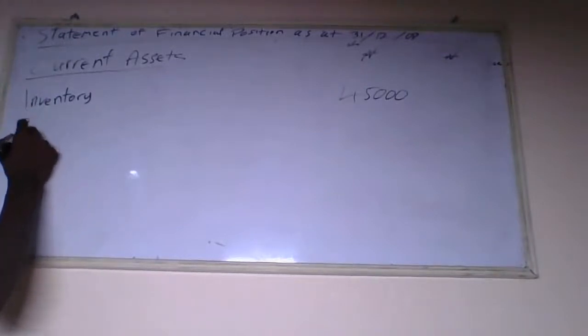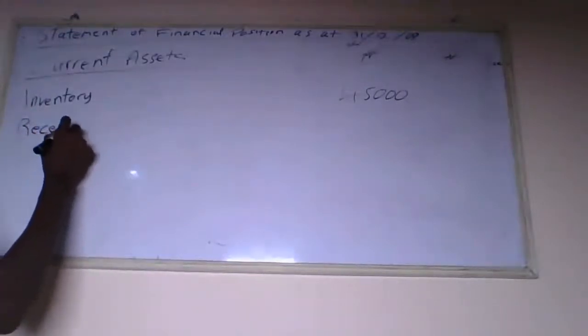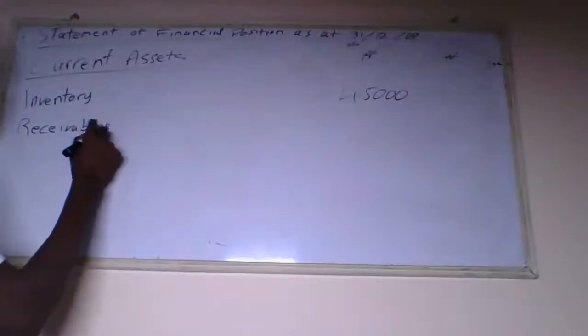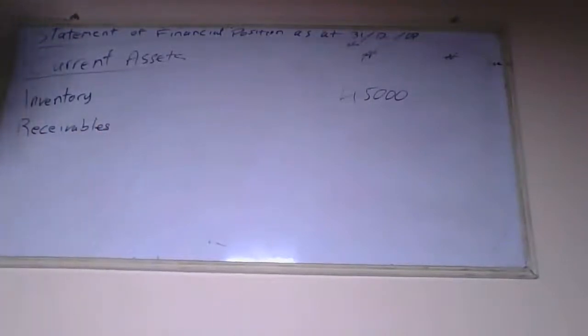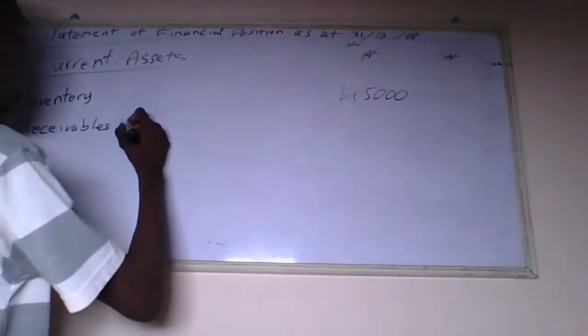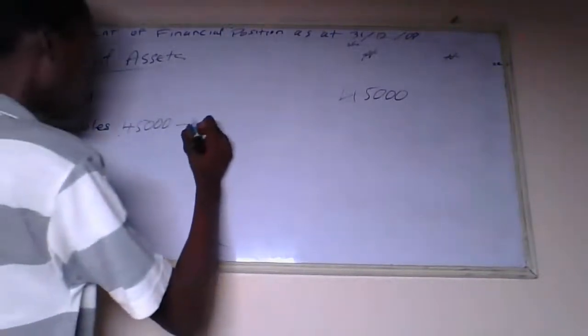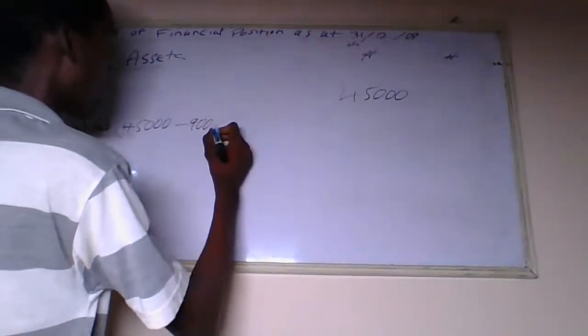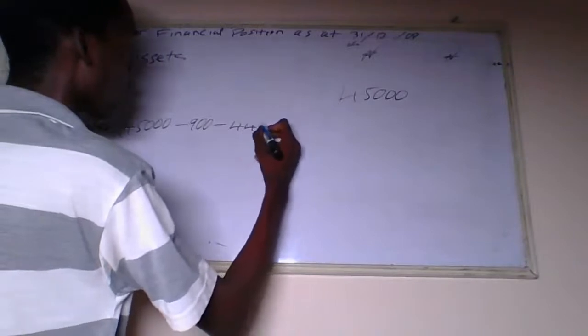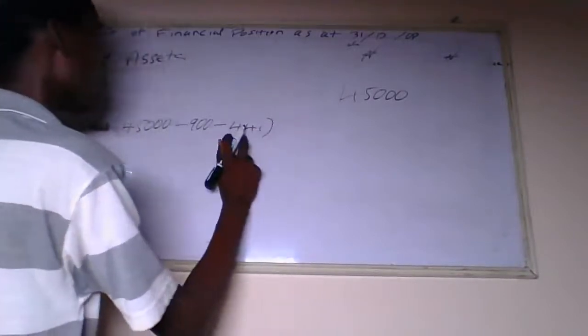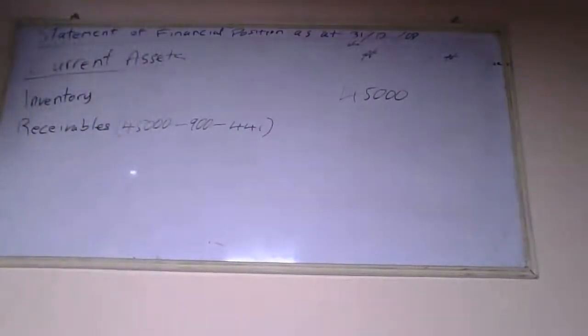Then we have receivables. Now remember that under receivables, we already have provision for bad debts and provision for discount allowable. So you're going to deduct those two amounts. In the question, we have receivables to be 55,000. And then we have 900 for bad debts and 441 for our discounts.